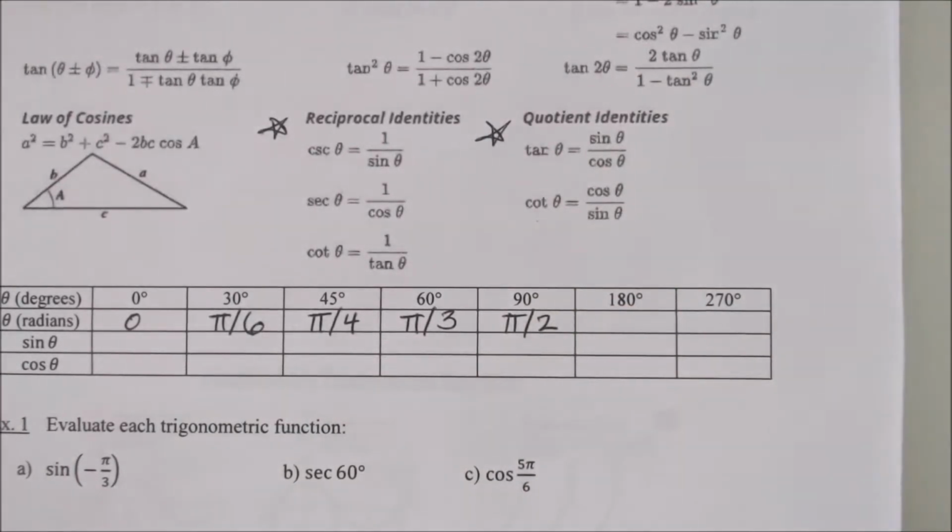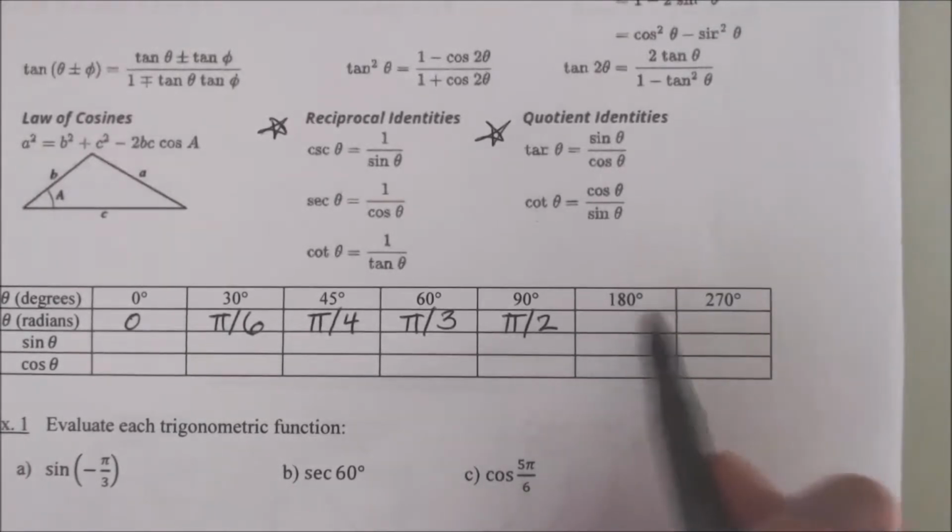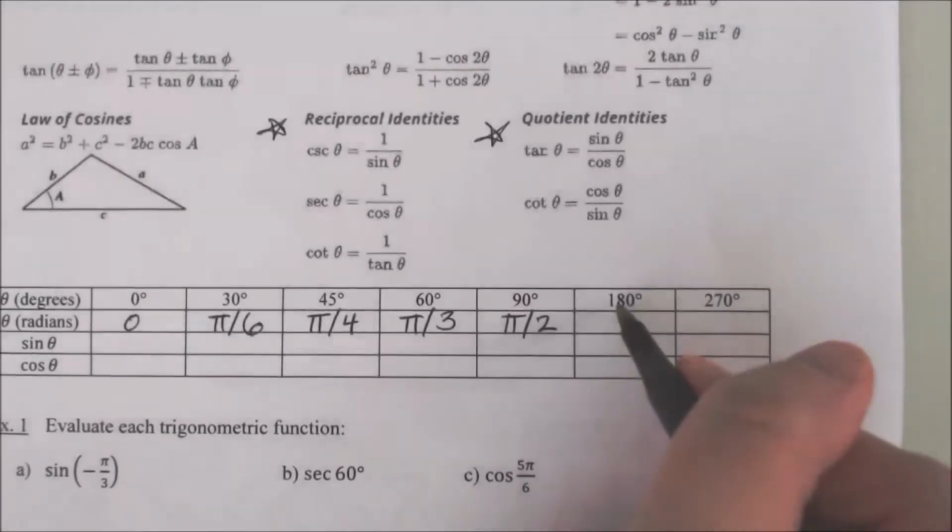And then beyond that, remember each quadrant in the unit circle has a pi over 6, a pi over 4, and a pi over 3 value. But the next quadrant angle that you would come to is 180 degrees.